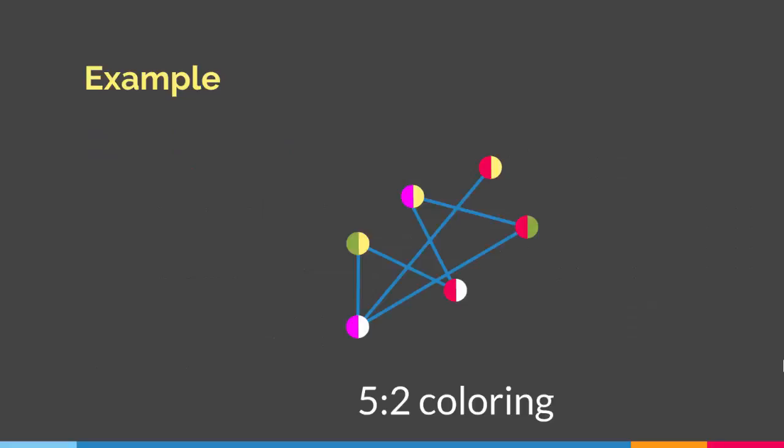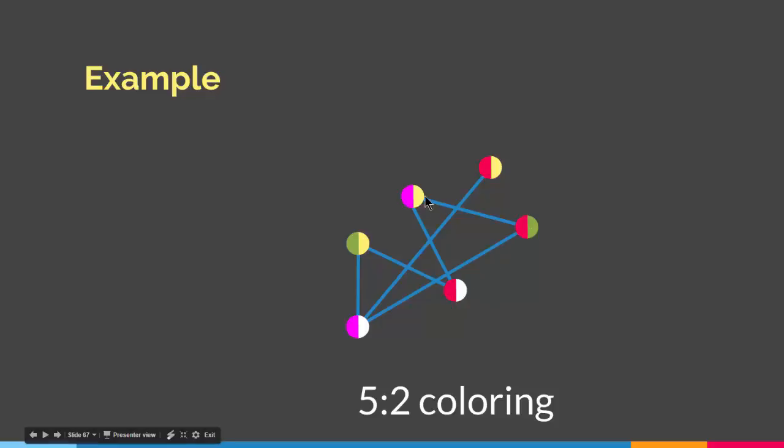As you can see, we have divided each vertex into 2 halves, and we have 5 colors. So we give each vertex 2 colors from the 5. So this is a 5:2 coloring, as you can see. And if you notice, we have no 2 adjacent vertices that have the same color, even though they are divided. So for example, if you take this vertex, it is colored yellow and purple, and it is connected to a vertex that is colored red and green, and to another one that is colored red and white.